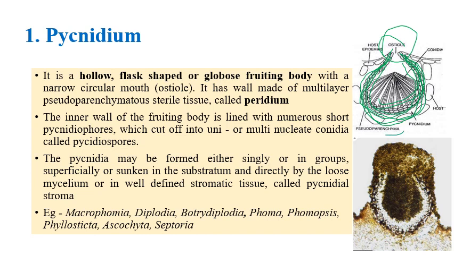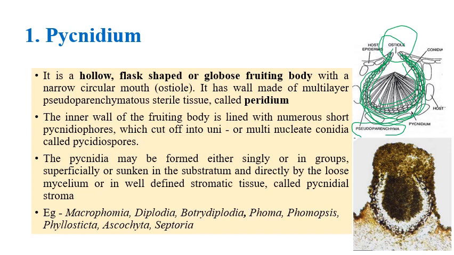If you see here, it is not a single layer, it's a multi-layered outer layer, right? So we can say this multi-layered layer is composed of pseudoparenchymatous and parenchymatous tissues. This multi-layered outer layer is generally called the peridium.